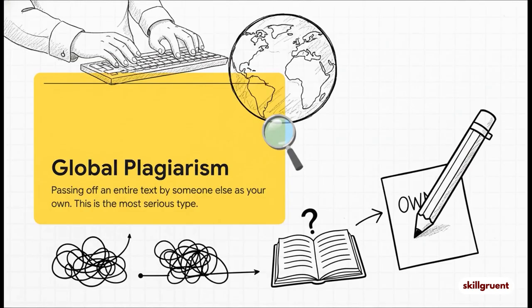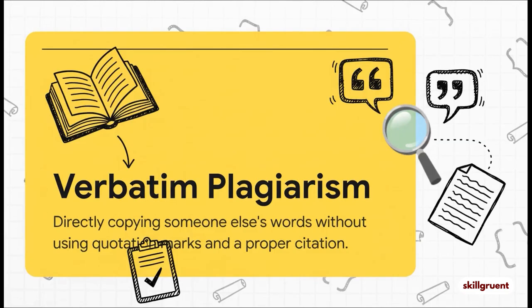So let's start with the most blatant one, global plagiarism. This is basically buying a paper online or paying someone to write it for you and then putting your name on it. It's a deliberate act of deception, and it's the most serious form of academic misconduct. The solution? Yeah, it's pretty simple. Write your own papers. Next up is verbatim plagiarism. This is the classic copy and paste job. If you use someone else's exact words, they absolutely have to be inside quotation marks, and you have to cite the source right there. It's an easy mistake to make, but it's also incredibly easy to fix.